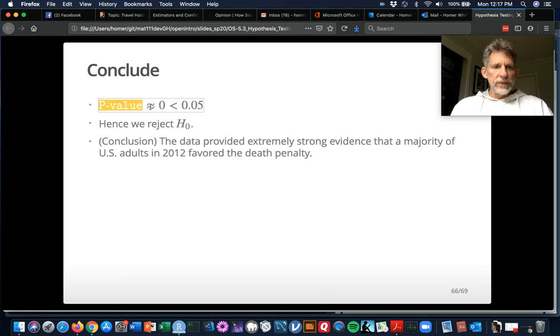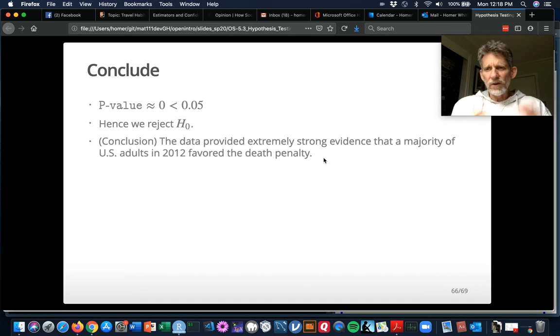So for us, the p-value was about 0, and that's less than 0.05 for sure. So our decision is going to be to reject the null hypothesis. We're going to rule out as unreasonable anybody who thinks that 50% of the US population favors the death penalty. Our little one-sentence simple conclusion is that the data provided extremely strong evidence.